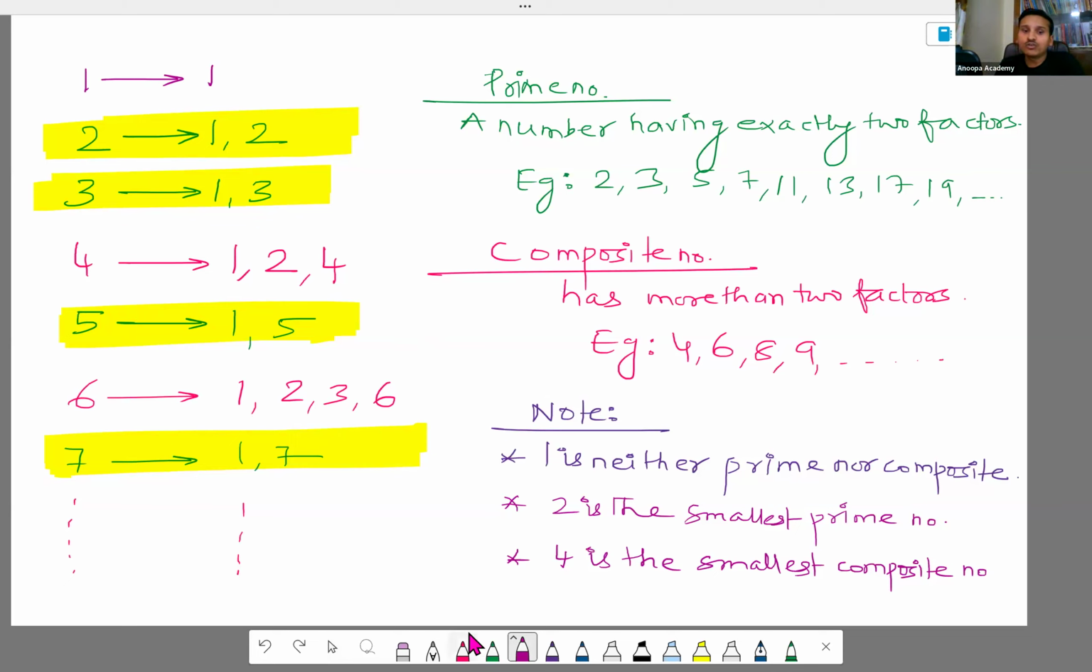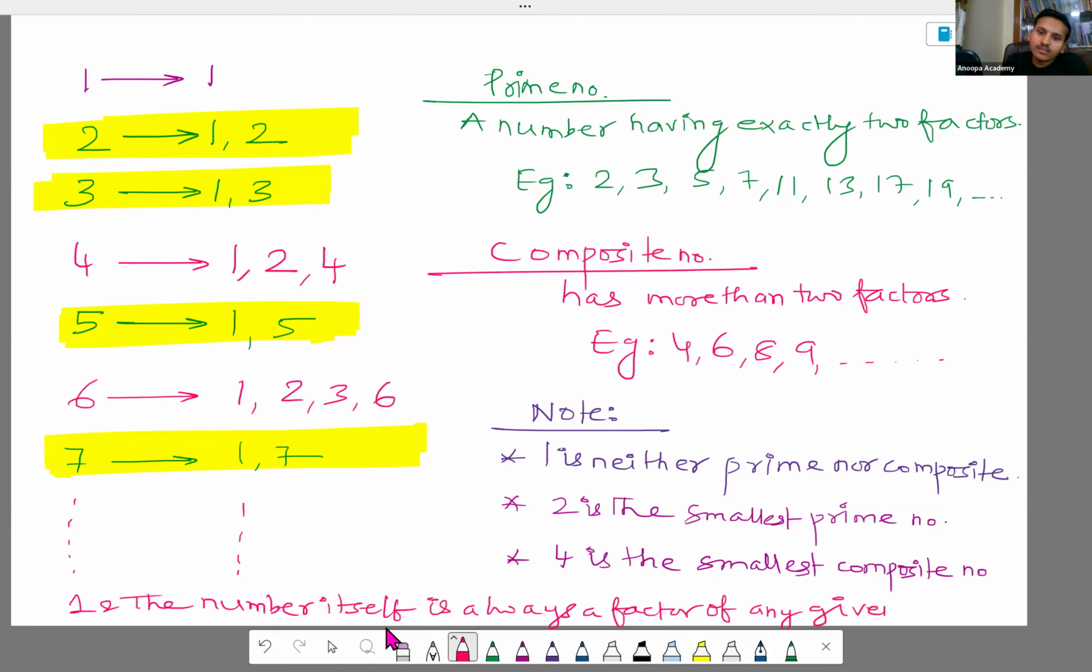So I'll write that also. 1 and the number itself is always a factor of any given number. Okay, remember this.